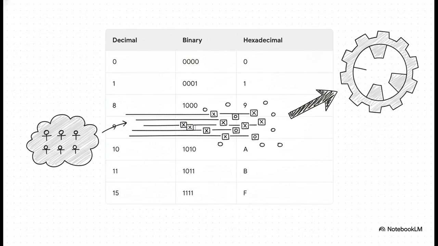And check this out. This is the brilliant solution. Hexadecimal, or base 16. It uses our normal digits, 0 through 9, but then it adds the letters A through F to represent the values 10 through 15. Now, the real genius here is that one single hexadecimal digit represents a group of exactly 4 binary digits. It's an absolutely perfect shorthand that makes code way more compact and easier for us to read.